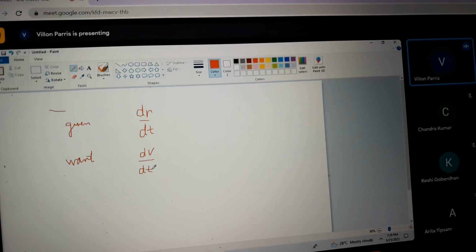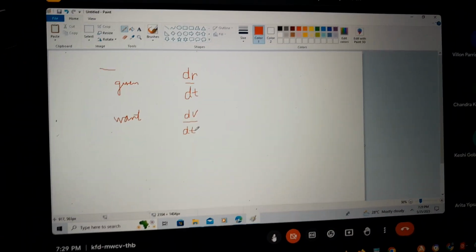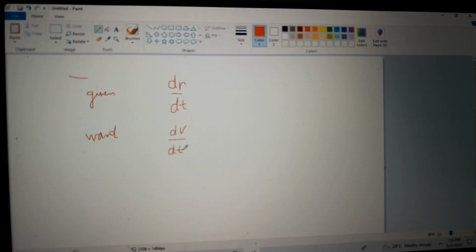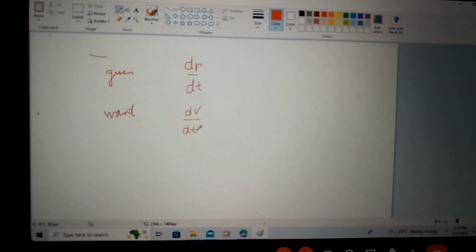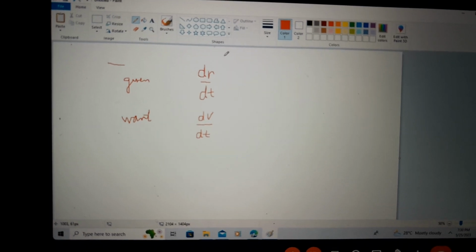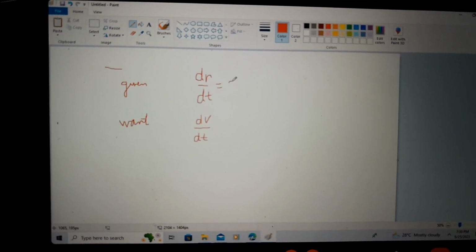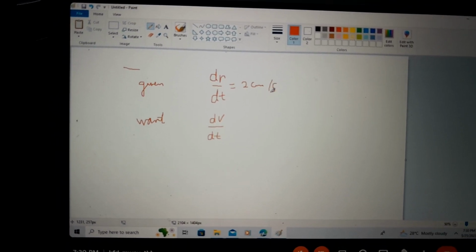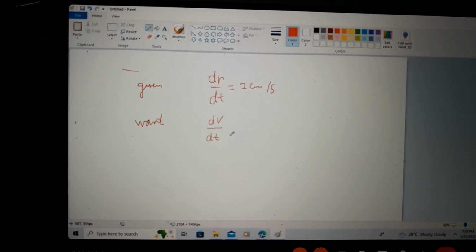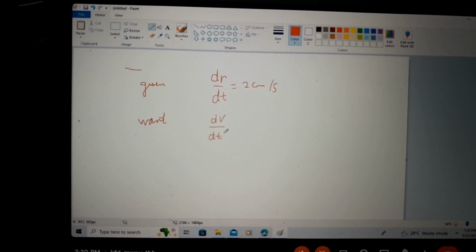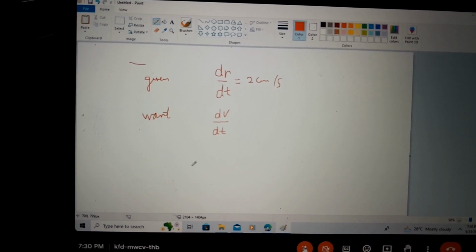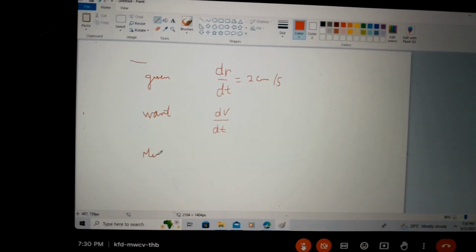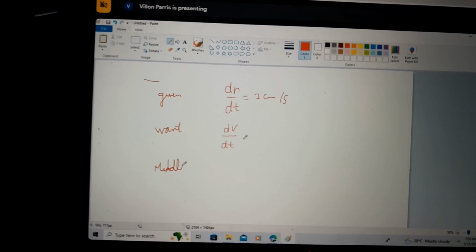Is this clear with everyone? Yes, sir. They give us the rate at which the radius is changing. So that's dr dt, and that's 2 centimeters per second. But they're asking us for the rate at which the volume is increasing. So they want from us dV dt. Now, what we need is a middle variable. What should we put in the middle?